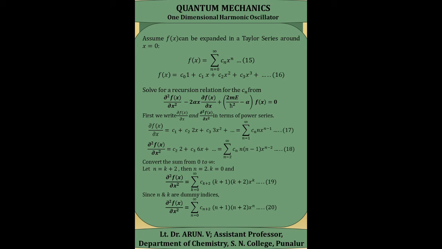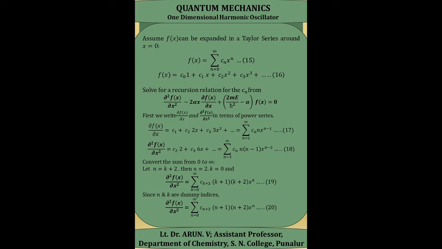That is equal to the summation of n equals 1 to infinity of c_n times n x raised to n minus 1. Similarly, ∂²f(x)/∂x² is equal to c_2 times 2 plus c_3 times 6x plus etc., or that is equal to the summation of n equals 2 to infinity of c_n n(n minus 1) x raised to n minus 2.